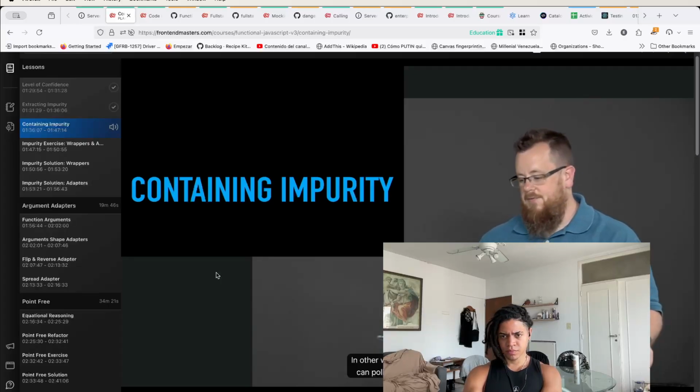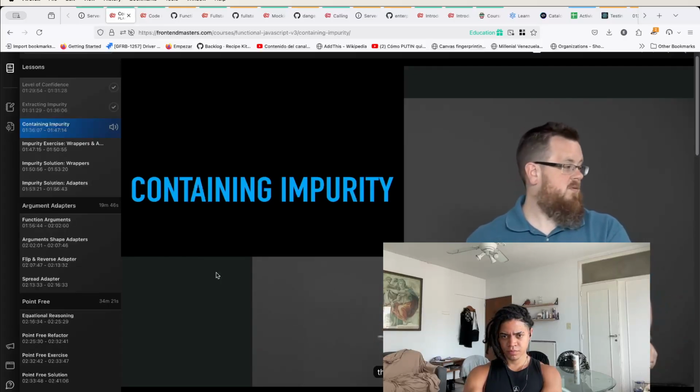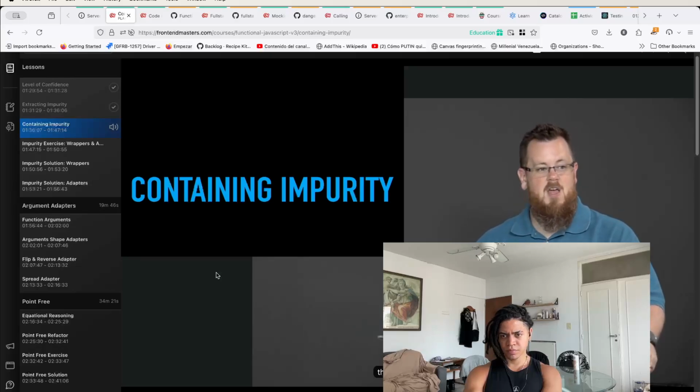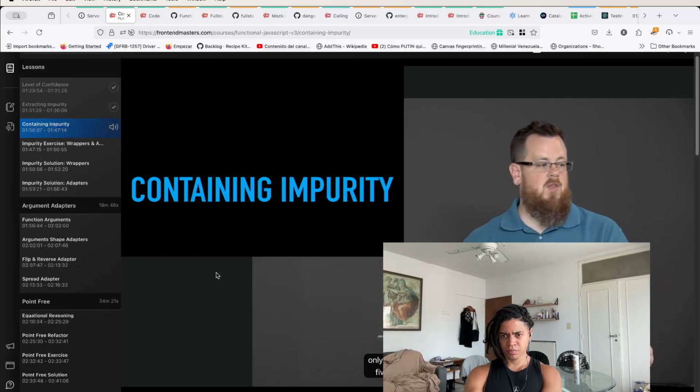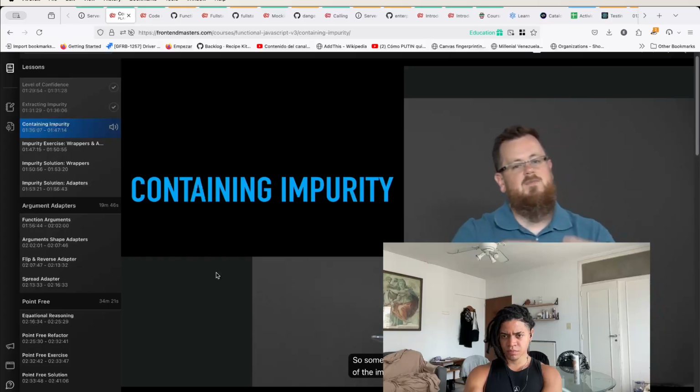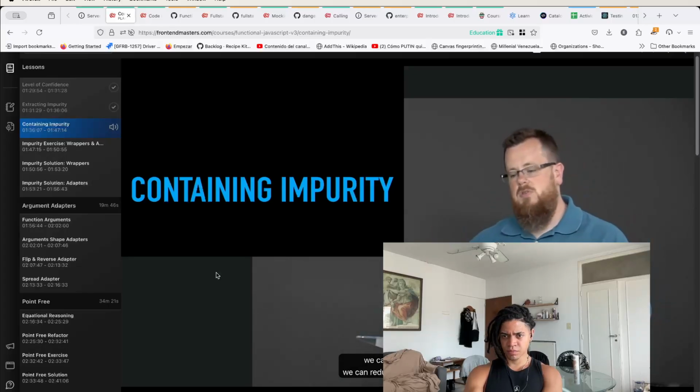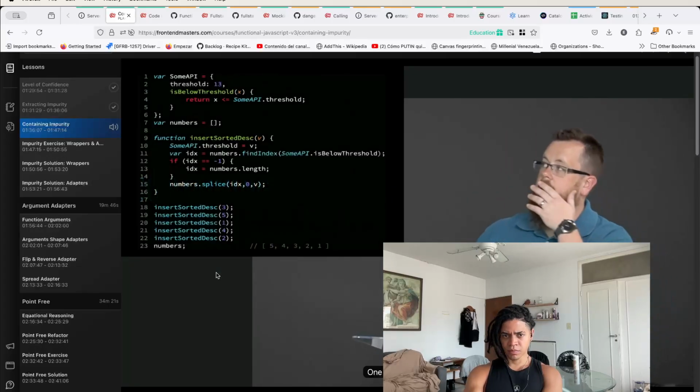In other words, if the side effect can pollute the global scope, that's bad. Right? But what if the side effect that has to happen only has to affect 5 lines? That's a lot better than affecting the entire global scope. So sometimes we can't get rid of the impurity, but sometimes we can simply contain it. We can reduce the surface area.